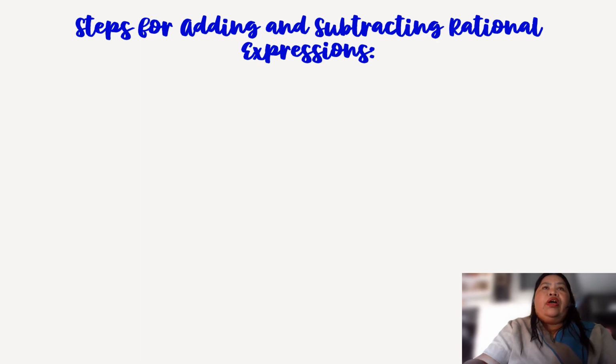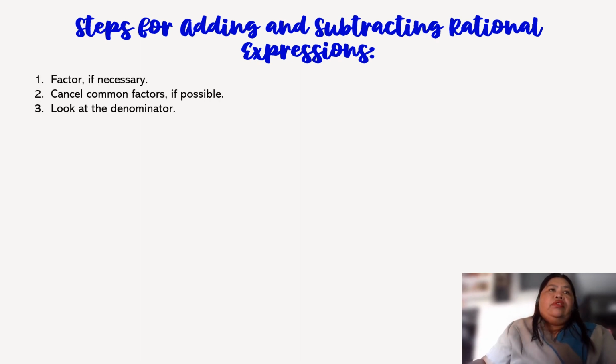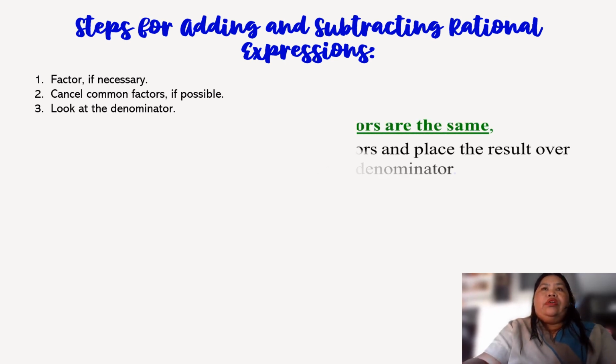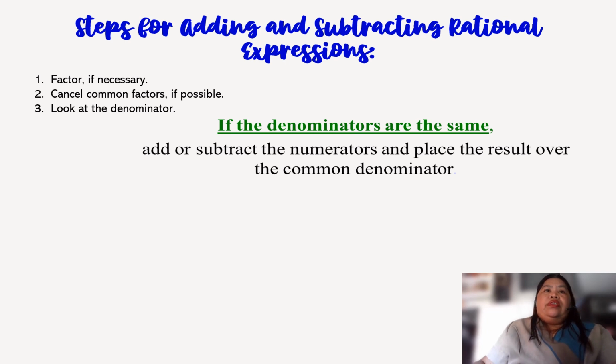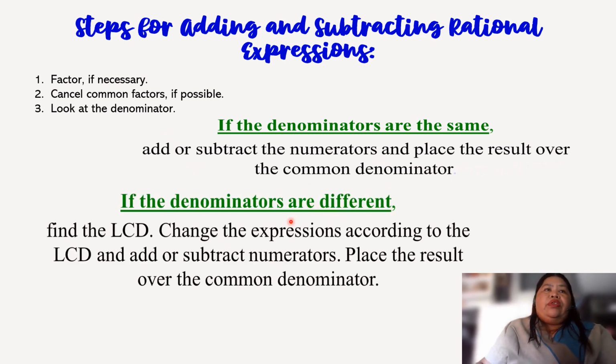So here are the steps for adding and subtracting rational expressions. First, factor if necessary. Number 2, cancel common factors if possible. And 3, look at the denominator. If the denominators are the same, add or subtract the numerators and place the result over the common denominator. If the denominators are different, find the LCD, change the expressions according to the LCD, and add or subtract the numerators. Place the result over the common denominator. For number 4, reduce if possible. And number 5, leave the denominators in factored form.